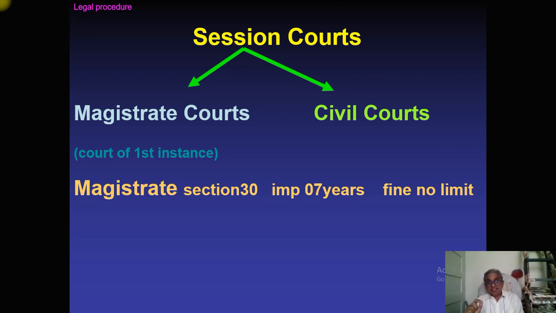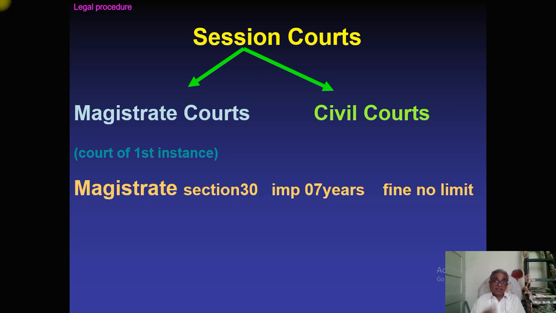Magistrate Section 30. The magistrate court and their judicial powers. This is a university question as well as multiple MCQs. दफ़ा 30 का magistrate. Any first class magistrate may be given the judicial powers of Section 30. So दफ़ा 30 का जो magistrate है, he can award, please keep it in mind, imprisonment.